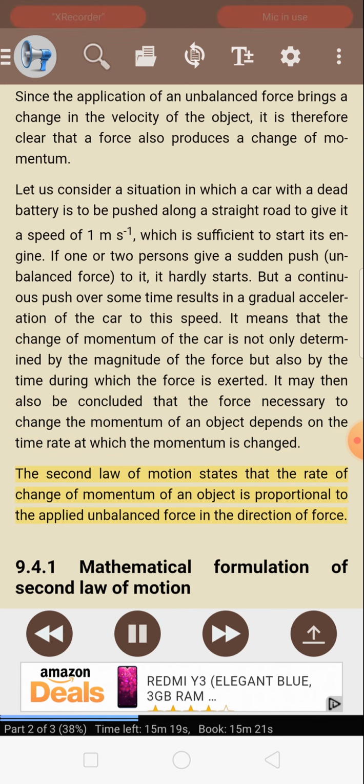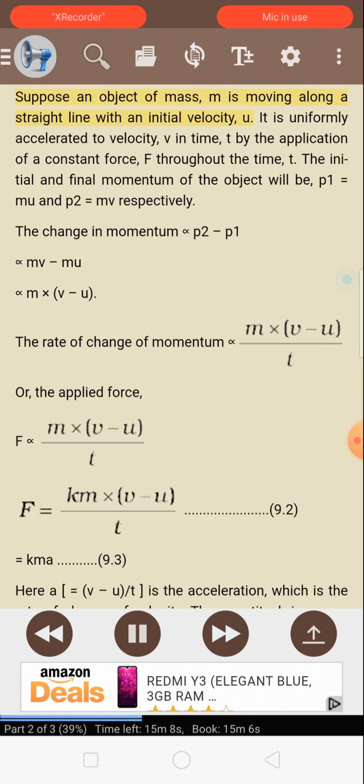The second law of motion states that the rate of change of momentum of an object is proportional to the applied unbalanced force in the direction of force. 9.4.1 Mathematical formulation of second law of motion. Suppose an object of mass m is moving along a straight line with an initial velocity u. It is uniformly accelerated to velocity v in time t by the application of a constant force F throughout the time t. The initial and final momentum of the object will be p1 equals mu and p2 equals mv respectively. The change in momentum is p2 minus p1, equal to mv minus mu, which is m times (v minus u).